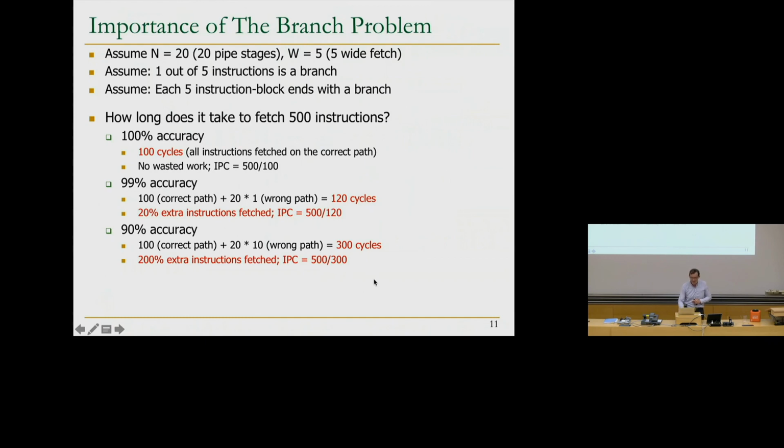So you basically take 300 cycles to fetch all of them. So now your IPC tanks, it becomes 1.6, and you're now fetching 200% extra instructions. So both your performance goes down, your energy increases. You're doing useless work on top of the fact that you're not utilizing your machine well.